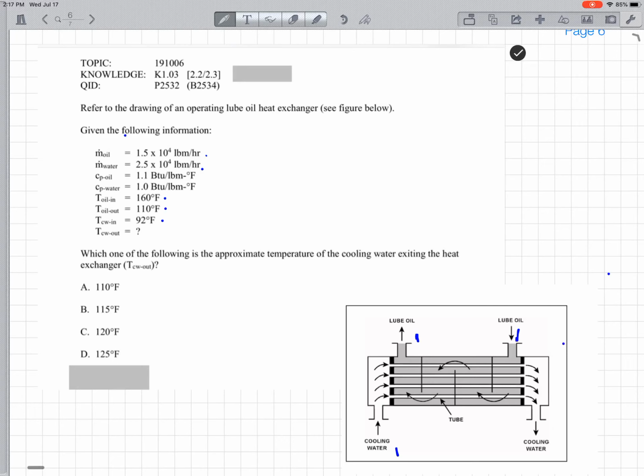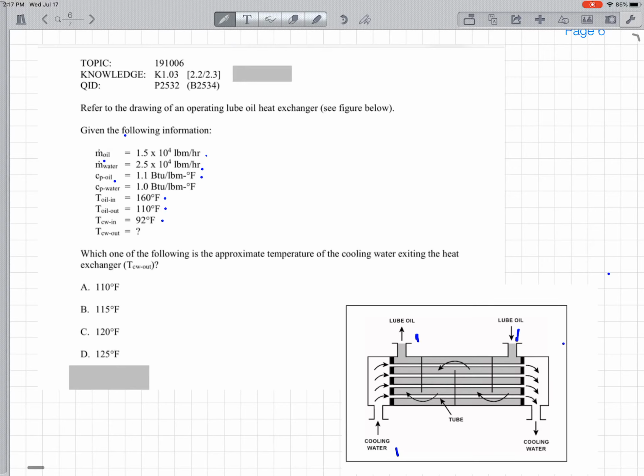Given the following information, mass flow rate of the oil is equal to 1.5 times 10 to the 4 pound mass per hour. Mass flow rate of the water is 2.5 times 10 to the 4 pounds mass per hour. The specific heat capacity of oil is 1.1 BTU per pound mass. Specific heat capacity of water is 1.0 BTUs per pound mass.